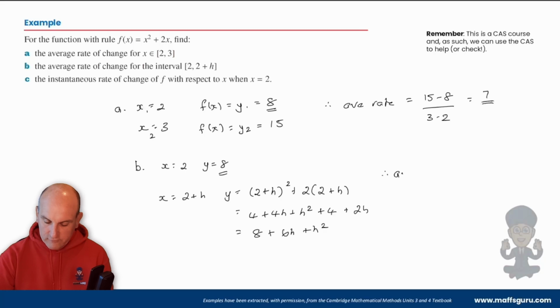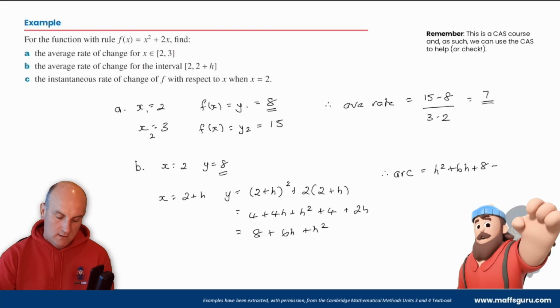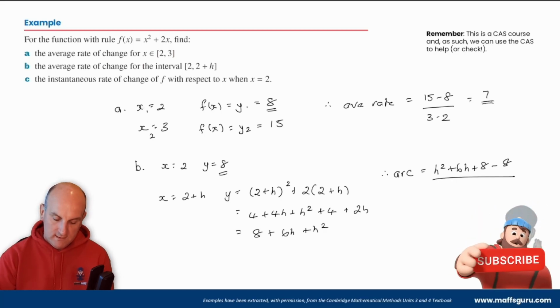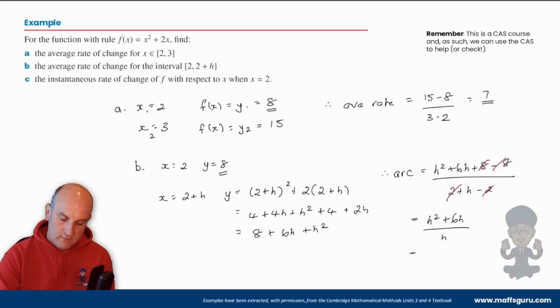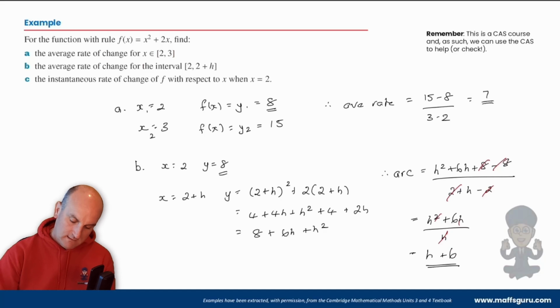So therefore, average rate of change, let's call it ARC for a moment, is going to be given by y2, which is 8 plus 6h plus h squared, minus 8, which is y1, divided by 2 plus h minus 2. It is differentiation from first principles, because that 8 and that minus 8 cancel, that 2 and that minus 2 cancel, which gives me h squared plus 6h divided by h, and we now know that h can cancel into all of those to give me simply h plus 6.